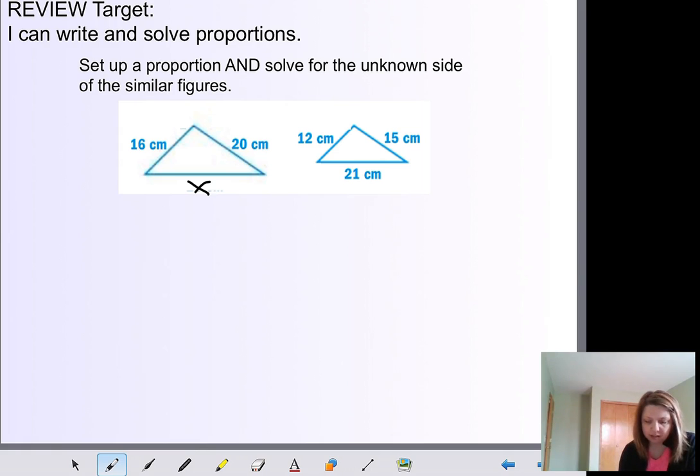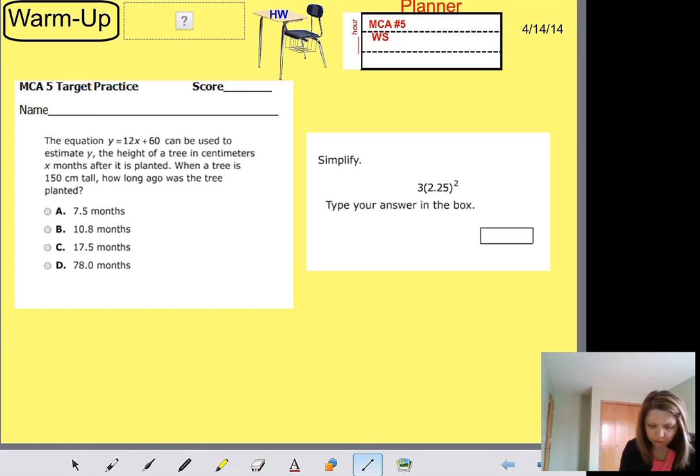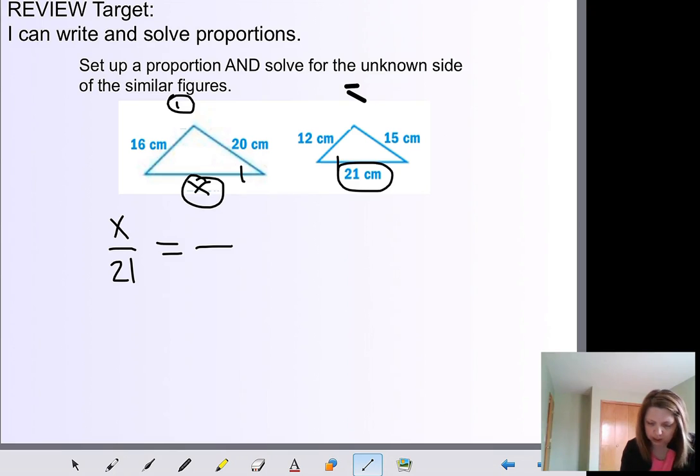Well, remember when we set up the proportions, we said you're going to use the equal sign and you will have two ratios. We always begin with x, and this side is similar to this one of the triangle. Those two are the ones that have the most similarity. So we're going to set up this x over 21. Since we started with the first triangle, this is the second one.